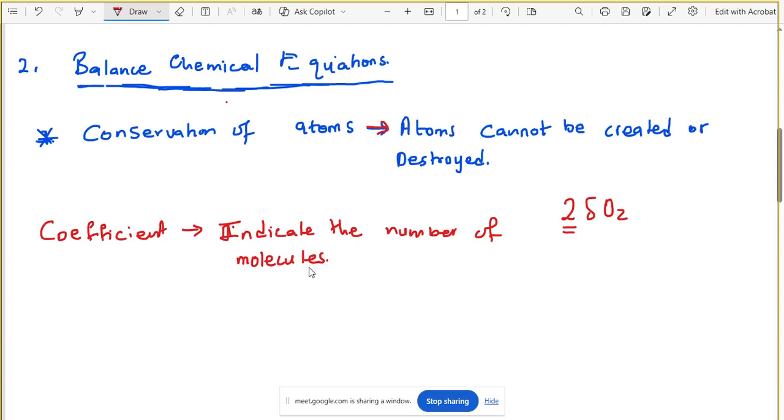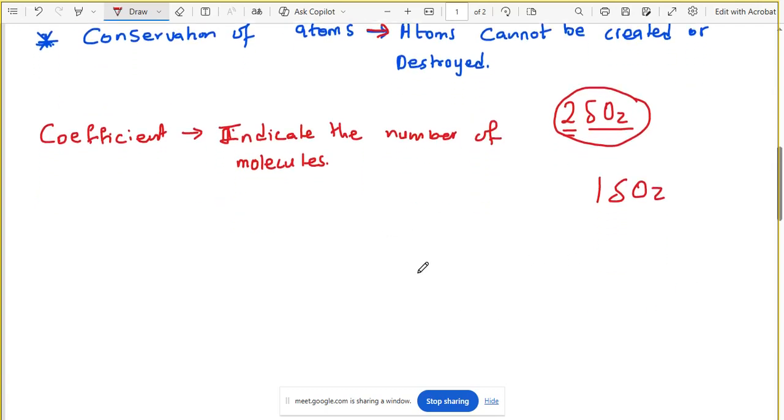It indicates the number of molecules that are involved in a reaction. So if I write it like this, it tells you that there's 2 of sulfur dioxide that we got at the end. If it's 1, you don't have to write it. You don't have to write 1 SO2. You understand? Yes. Okay, so now let's go to the very important part.